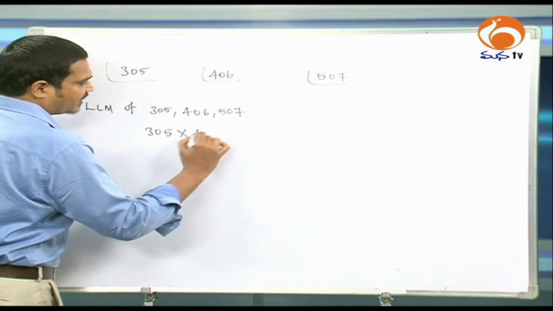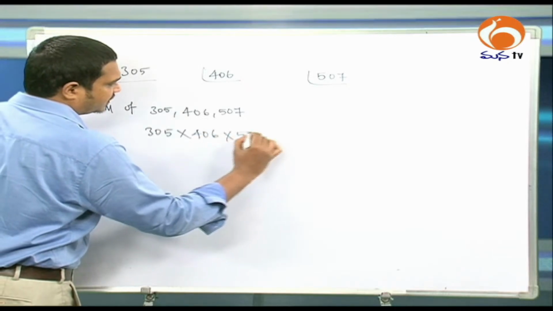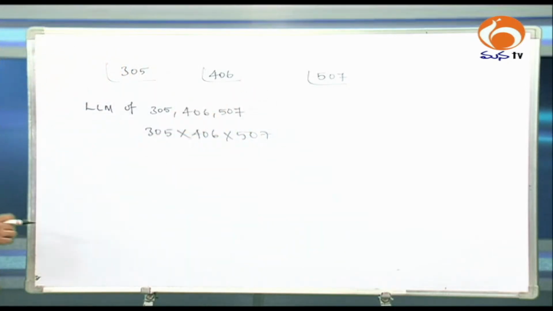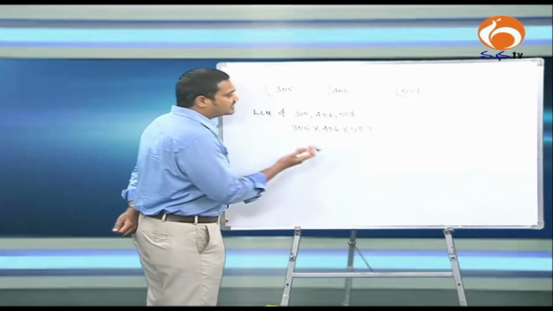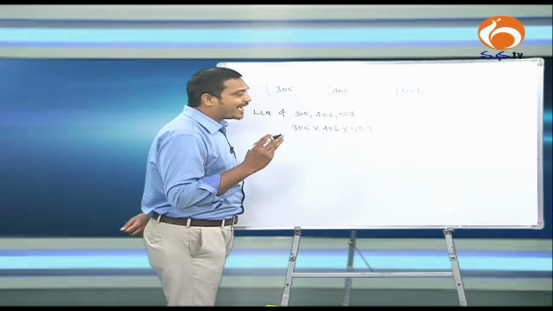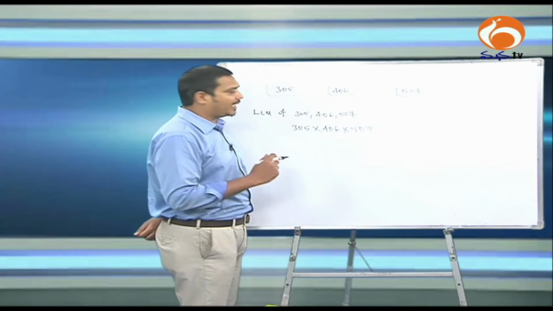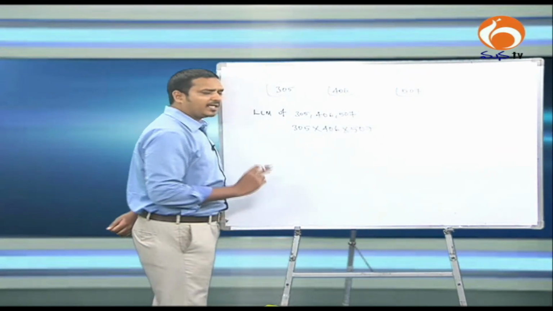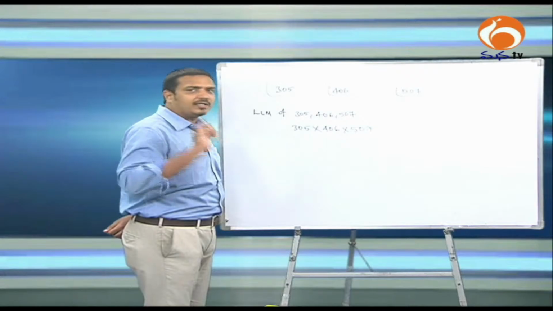305 into 406 into 507. This is going to be the answer, the LCM. Just because we don't have any common factors for 305, 406, 507, I'm going to multiply 305 into 406 into 507. So how am I going to do this? Since I have the options with me in order to get the answer, there is no need to multiply the entire thing. I'm going to teach you the digit sum technique.